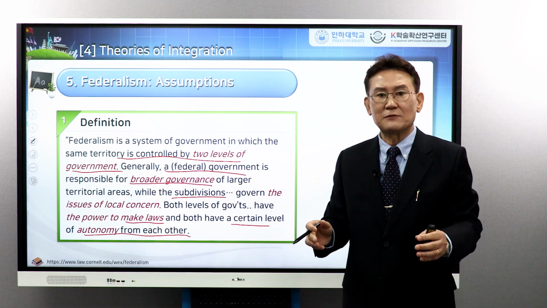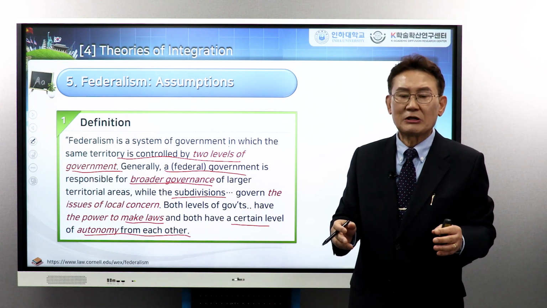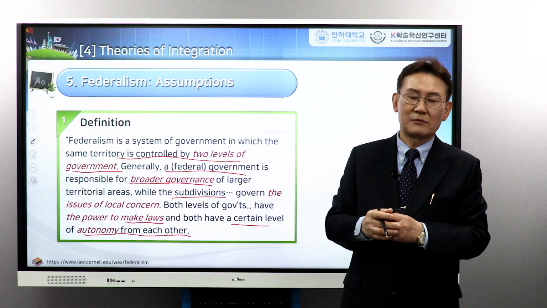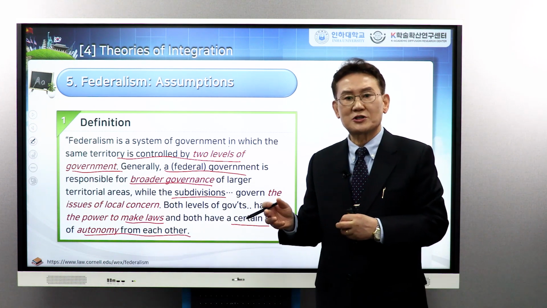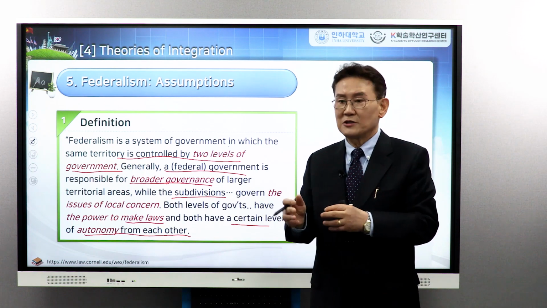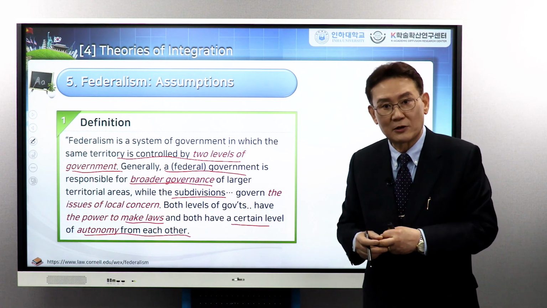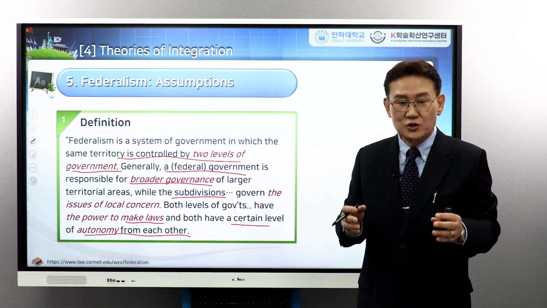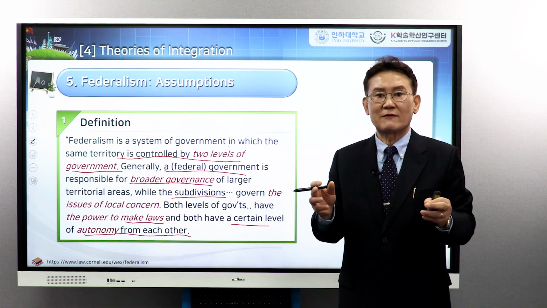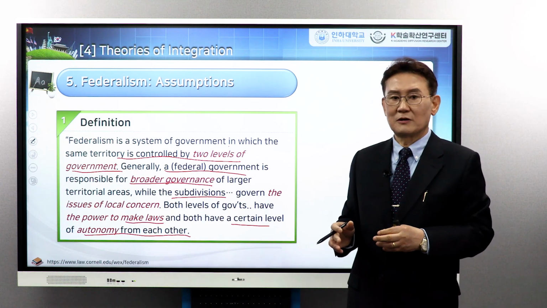In America, the federal government is located in Washington, D.C., and there are 50 local governments. They call them state governments. Each state has a governor. The federal government in Washington, D.C. has the national constitution, laws and regulations. But each of the 50 states has its own president, or what they call a governor, and its own constitution, laws, and regulations. So both levels of government have the power to make their own laws, and both have a certain level of autonomy from each other.